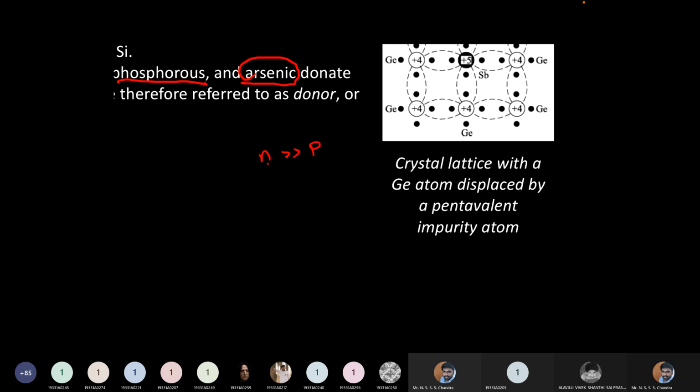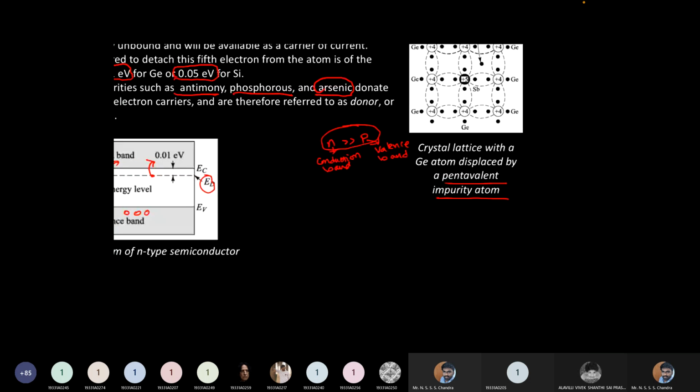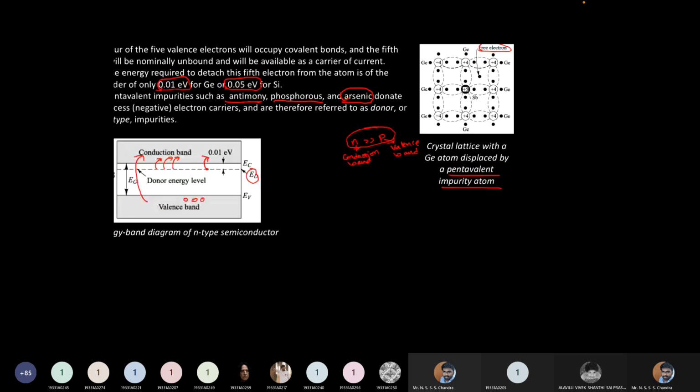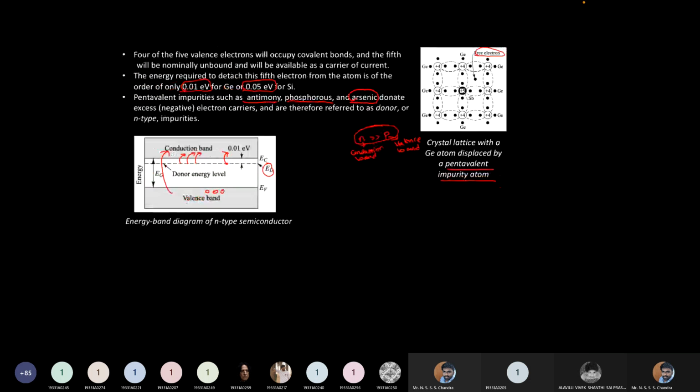These free electrons are in the conduction band and these holes are in the valency band. So N is greater than P when you're adding a pentavalent impurity. N is nothing but the free electrons in the conduction band. There will be more of them in number. This number is mostly contributed by the donor atoms.